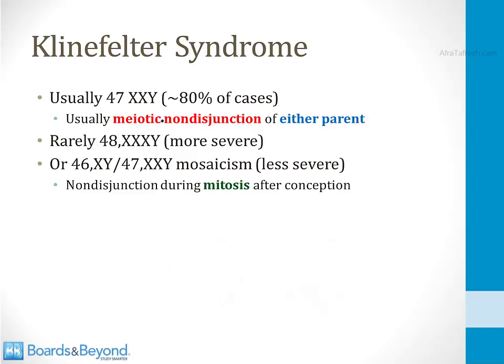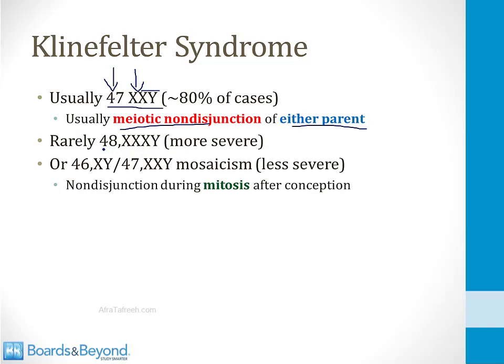Let's start by talking about Klinefelter syndrome. In 80% of cases, Klinefelter syndrome occurs in boys who are 47XXY. This means they have 47 chromosomes instead of the usual 46. They have X and Y just like normal boys should, but then they have an extra X chromosome. And this is usually the result of meiotic non-disjunction of either parent. I talk about how this occurs in the video on meiosis.